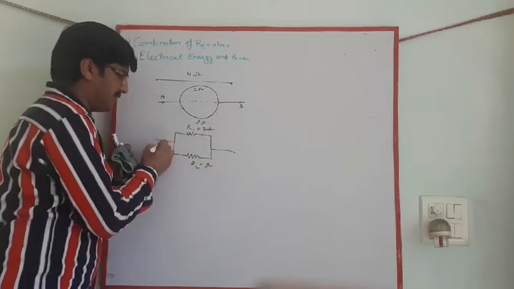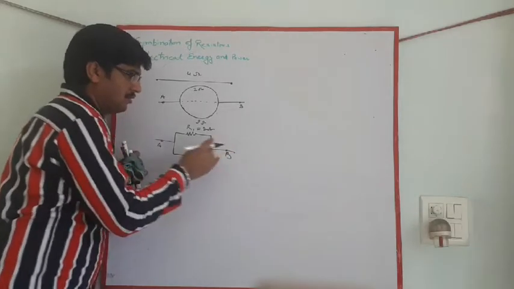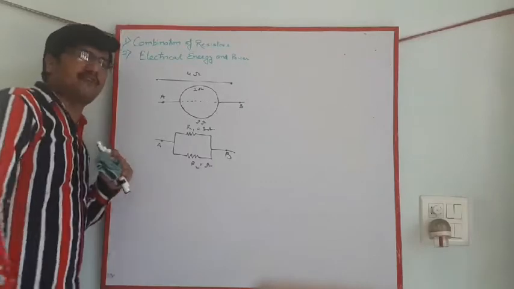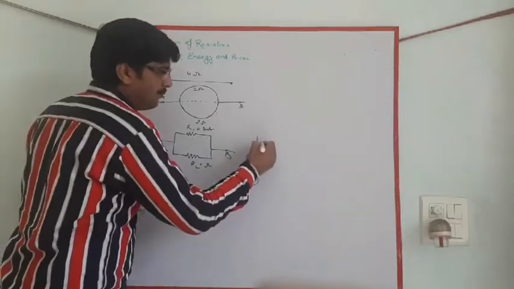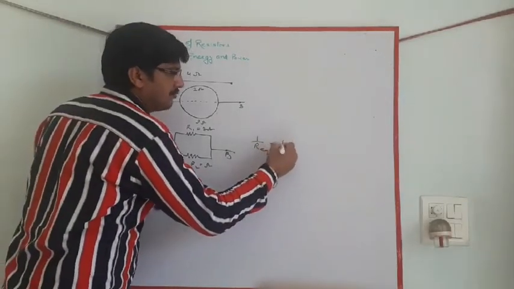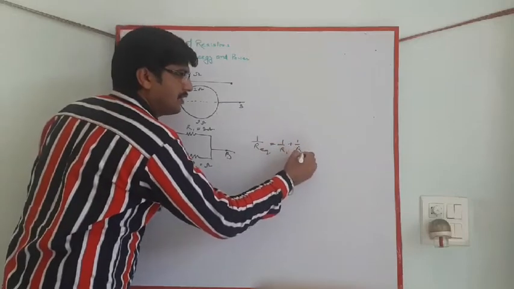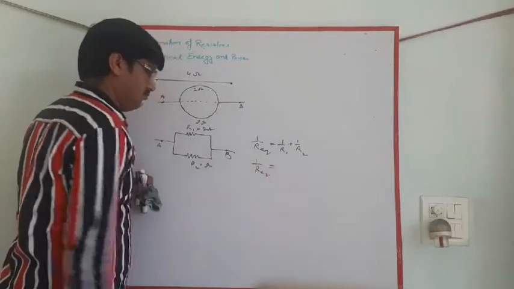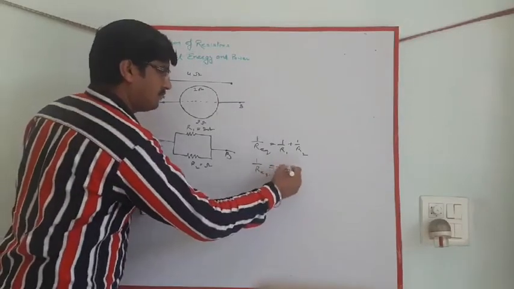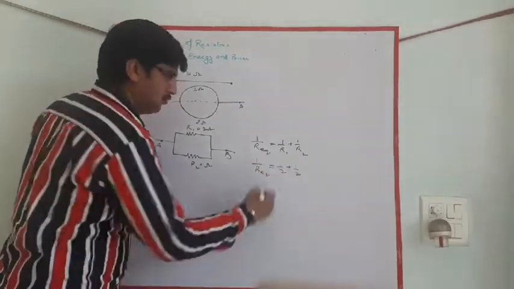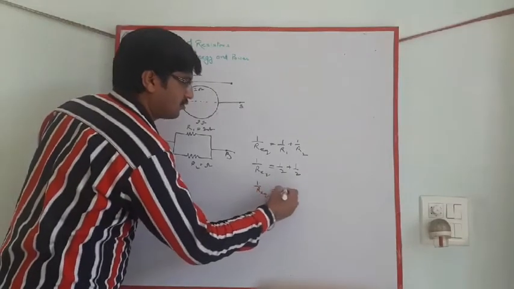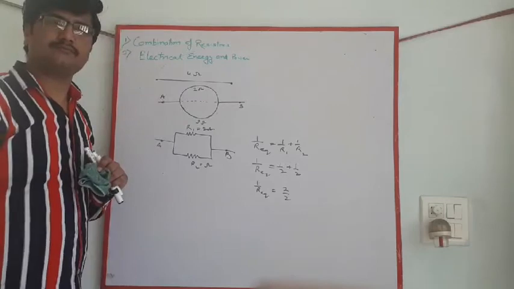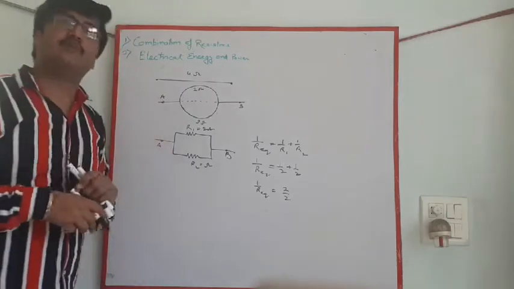What we are observing is that it is a parallel combination. Parallel combination, so equivalent resistance will be given by 1 by R equivalent is equal to 1 by R1 plus 1 by R2. 1 by R equivalent is equal to 1 by 2 plus 1 by 2. 1 by R equivalent is equal to 2 by 2. Dear friends, in exam, what mistake will we make?